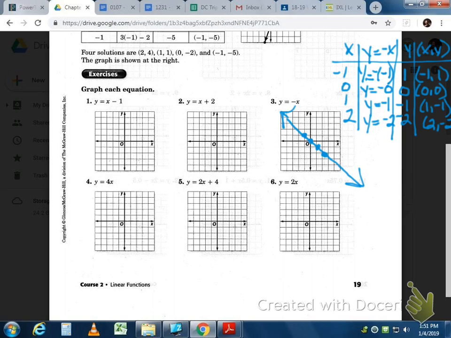Let's try number 5. Y equals 2x plus 4. So I'm going to do my function table. There's an x column. I don't think I'm going to have enough room. Let me start that over. Let's do it like this. So I've got an x column, a y equals 2x plus 4 column, a y column, and then the solution, x, y. -1, 0, 1, 2.